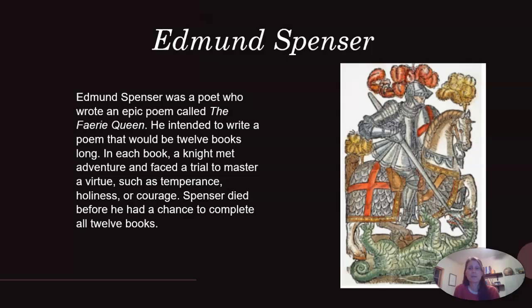Edmund Spenser. Edmund Spenser was a poet who wrote an epic poem called The Faerie Queene. He intended to write a poem that would be 12 books long. In each book, a knight met adventure and faced a trial to master a virtue, such as temperance, holiness, or courage. Spenser died before he had a chance to complete all 12 books.